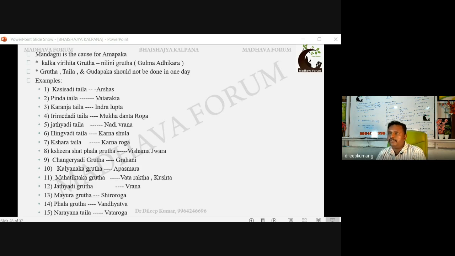For a while, there is no direct action of Lavana Bhaskara on the heart. It has action on Annavaha Srotas. Indirectly it will work on Rudroga. Okay.